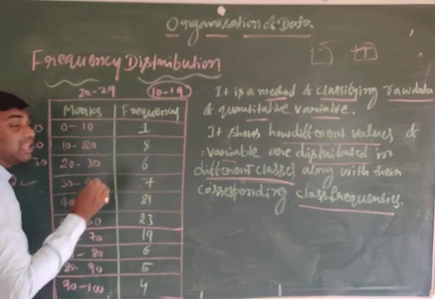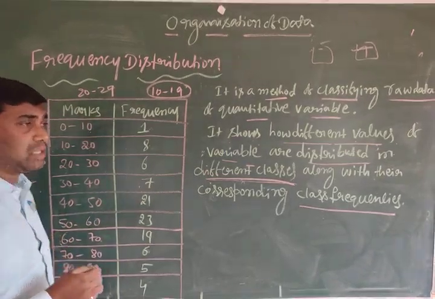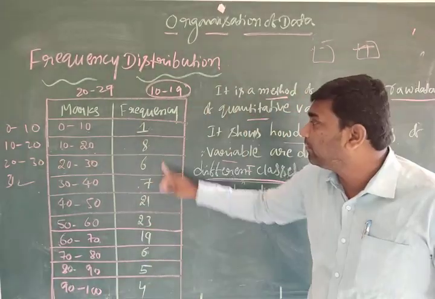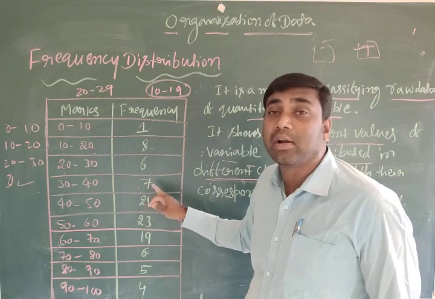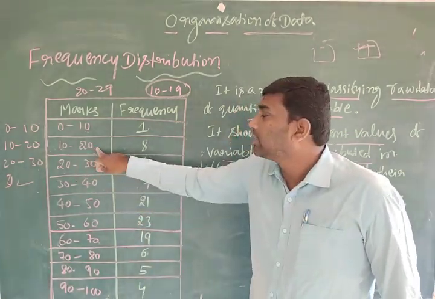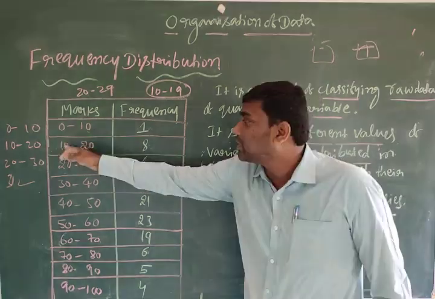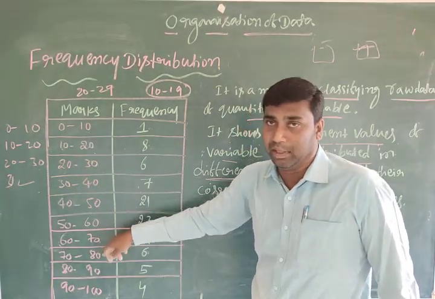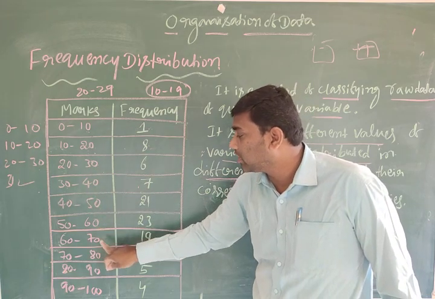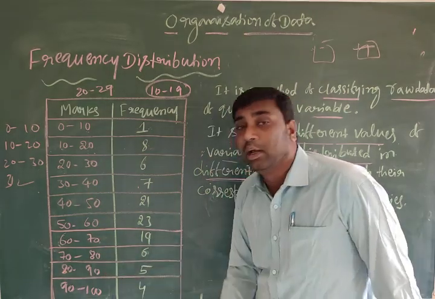These are all called frequencies. If you go to the table, if you observe the table, you can understand clearly. So these are all frequencies: how many students got marks. Here it is calculating only below this number: below 10, below 20, below 30, below 40, below 50, below 60, below 70, below 80, below 90, below 100.